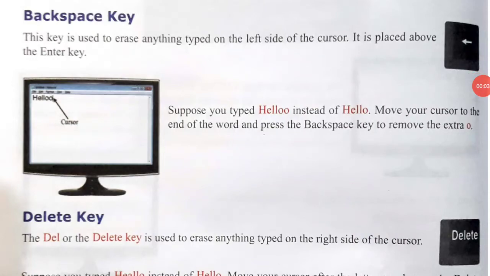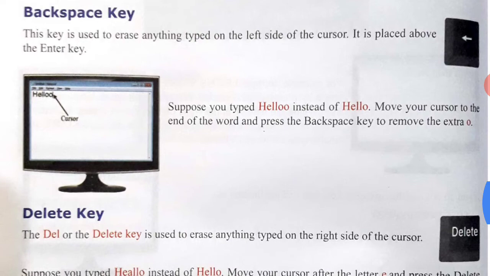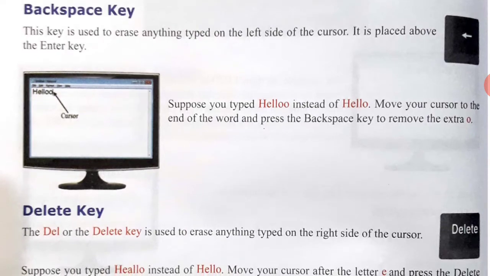Now we will see, students, about the backspace key. This key is used to erase anything typed on the left side of the cursor. It is placed above the enter key. Backspace key means what? It deletes whatever is written before the cursor.